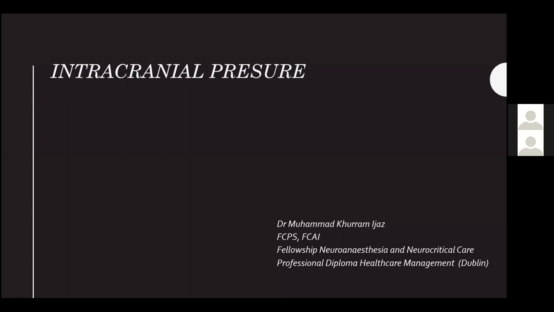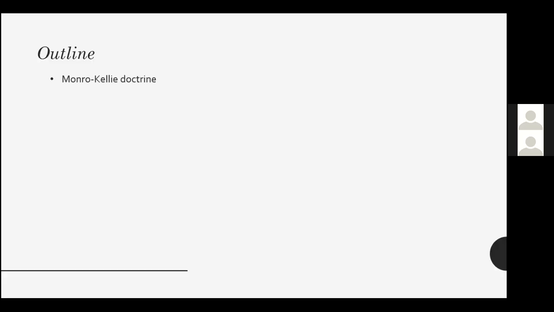Today we will discuss intracranial pressure and will see what is the Monro-Kellie doctrine, what is cerebral circulation, including arterial blood supply and venous drainage. The next would be the ICP waveform and its components. The third and fourth things are reasons for raised ICP, how to monitor ICP, what gadgets we have nowadays, including invasive and non-invasive, then how to manage ICP.